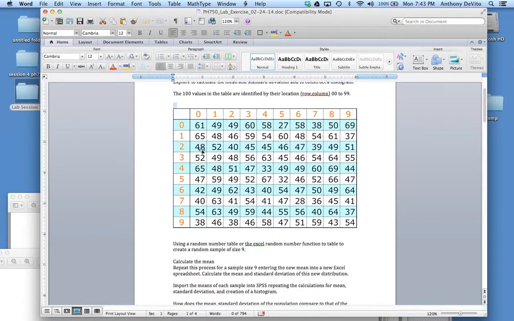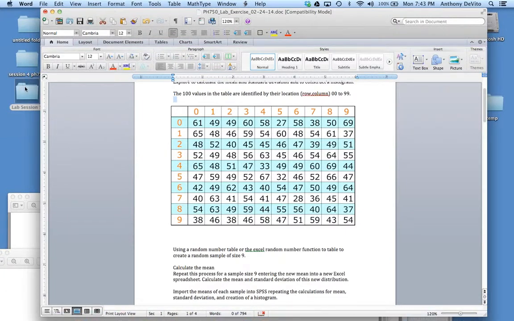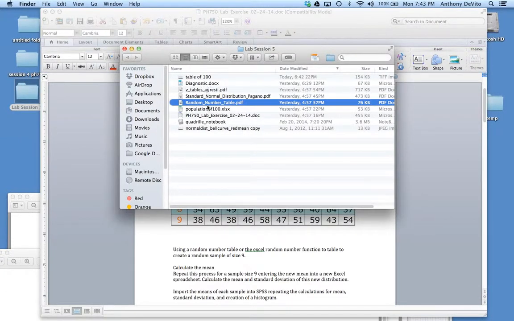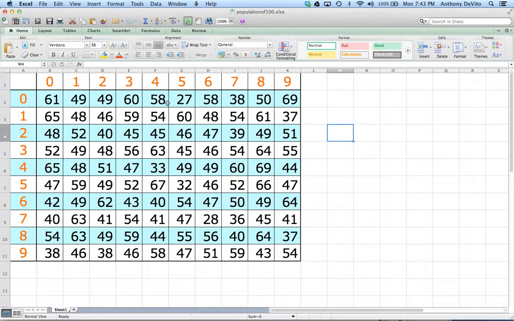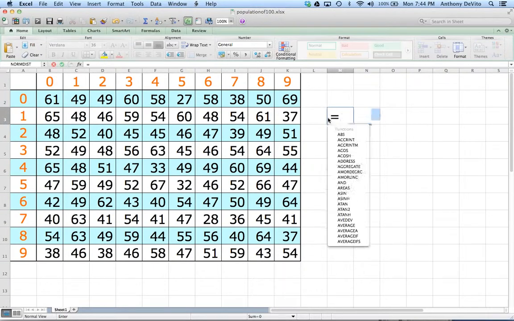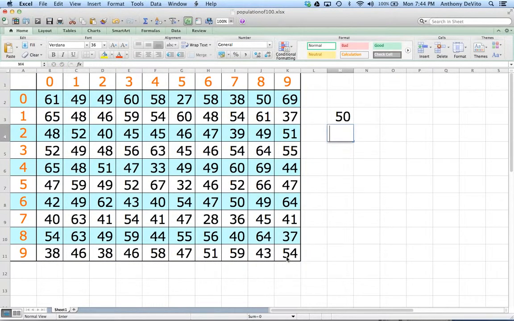Okay, so I could take a look at all of these things. Let me see if I can find my Excel version of this file. Here we go. I've got an Excel version of this same file. I'm going to click in here and say equals average. I'm going to call these 100 people my population, select all of them, and find the average for this population of 100 people. The average happens to be 50.